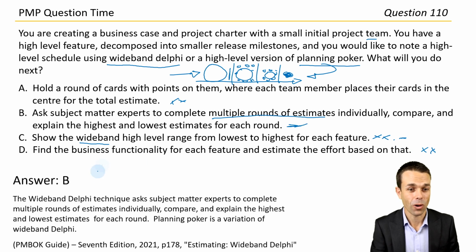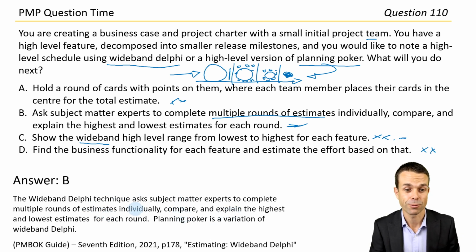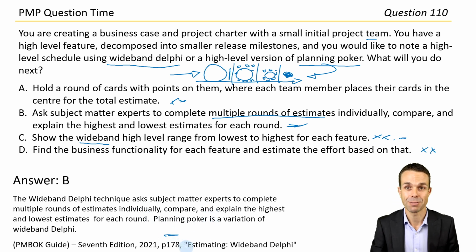And there it is. The wideband Delphi technique asks subject matter experts to complete multiple rounds of estimates individually, compare, and explain the highest and lowest estimates for each round. Planning poker is a variation of wideband Delphi. Page 178, estimating wideband Delphi in the PMBOK guide, 7th edition.